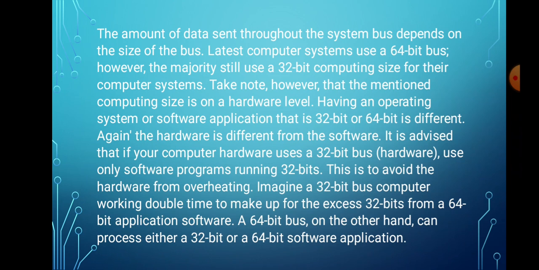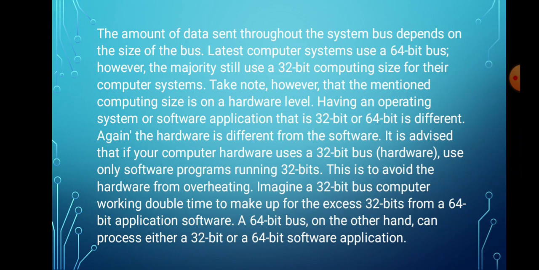Latest computer systems use a 64-bit bus. However, the majority still use a 32-bit computing size for their computer systems. Take note, however, that the mentioned computing size is on a hardware level. Having an operating system or software application that is 32-bit or 64-bit is different. Again, the hardware is different from the software.